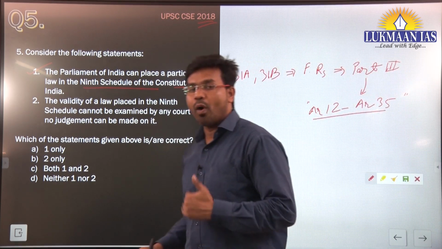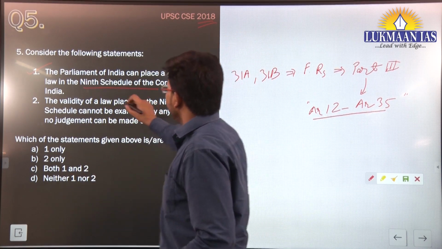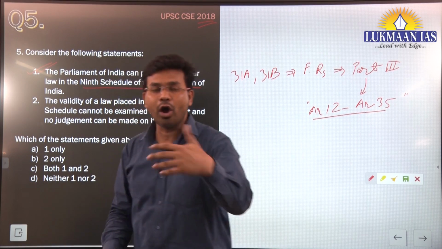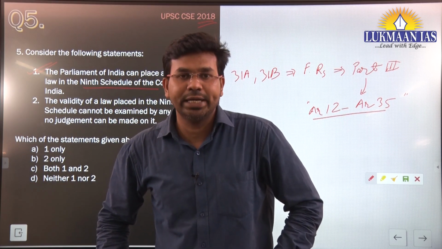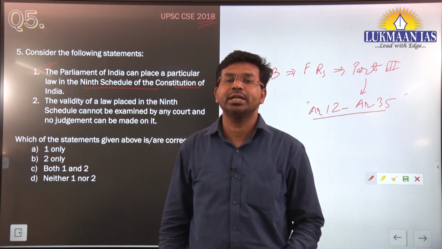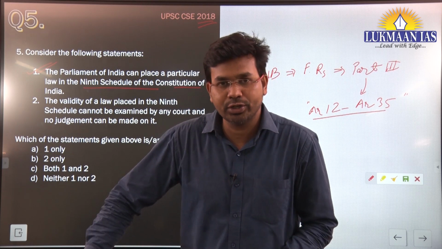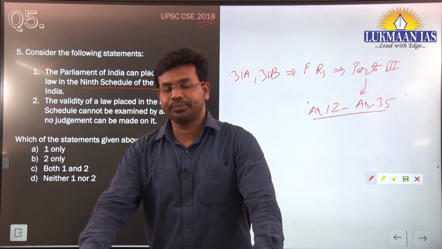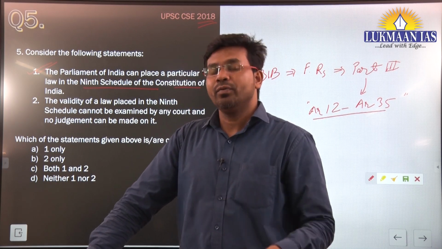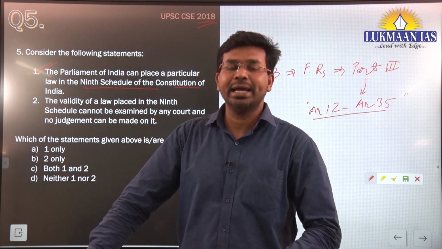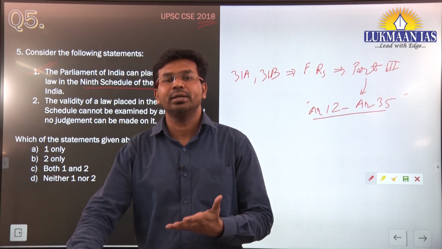So why did the government of India come up with this particular provision that a law inserted in the 9th schedule of the Constitution of India will be immune from judicial scrutiny? Because in the first amendment of the Constitution, there were various provisions, and the government of India had come up with laws so that they could promote the agricultural sector.